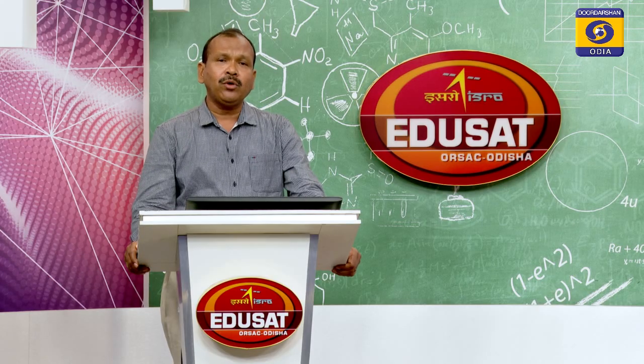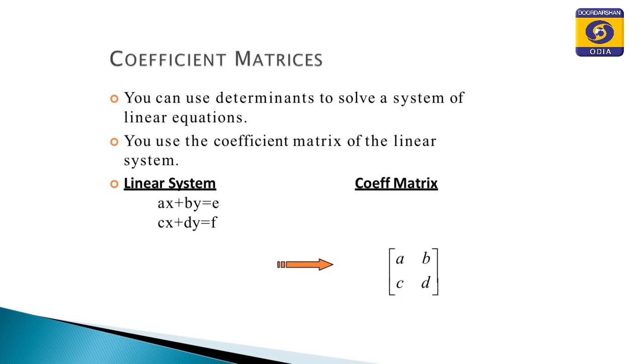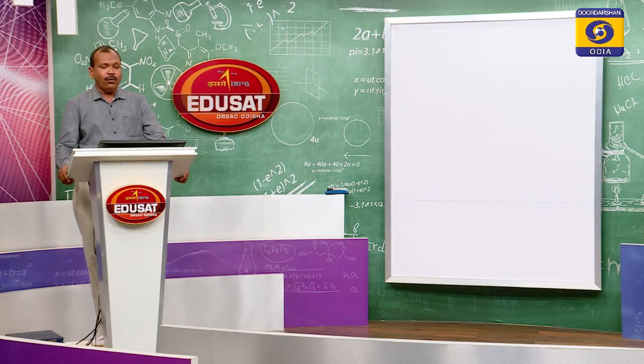Now, we discuss Cramer's rule. Cramer's rule generally solves systems of linear equations, and Cramer's rule relies on determinants. Suppose we consider a system of two linear equations in two variables: a x plus b y is equal to e, c x plus d y is equal to f. From these equations, we derive the coefficient matrix a, b, c, d. From this coefficient matrix, we derive det A, which becomes a d minus b c.